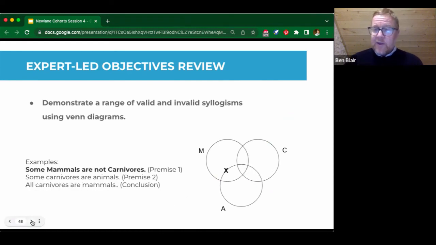So I know it can sometimes be confusing where to put the X when we have a statement like this, some animals are not carnivores. So we're looking at the M circle, and we just want to make sure that the X is not at the intersection of M and C. It could be at the intersection of M and A. We're not sure. That's why we put it at the border there.